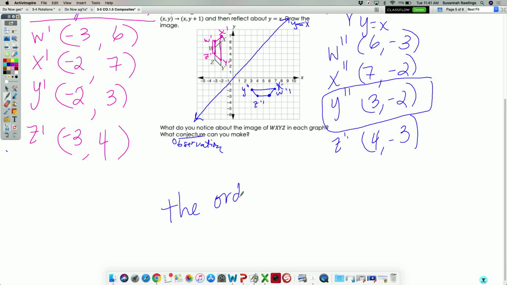The order of transformations matters. Okay, so that is why it's important to notice which one they ask you to do first. Okay, moving on.